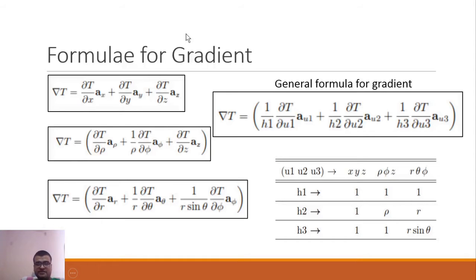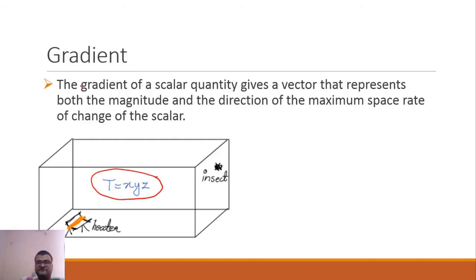Here on the screen you can see that there are a lot of formulas available for gradient, but maybe we will cover this in the next video. But I can assume that if you have studied engineering mathematics, you already know the formula for gradient in the rectangular coordinate system. So let us use this formula on the previous slide. Let us say that we have a scalar quantity T equals x, y, z. How will we find the gradient of this T? Let us find out. I am applying the formula in the rectangular coordinate system, as you can see.